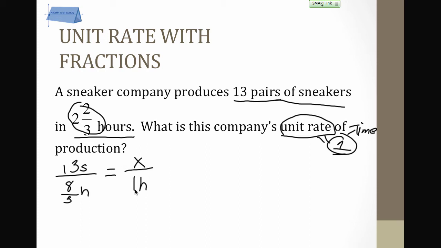The time gets the 1. We want to know how many sneakers they can make in 1 hour. And we got to keep the units with each other. That's why I always say include your units. So what do we do now? Cross multiply. 8/3 times X is 8/3 X. And now we have 13 times 1 is equal to 13.